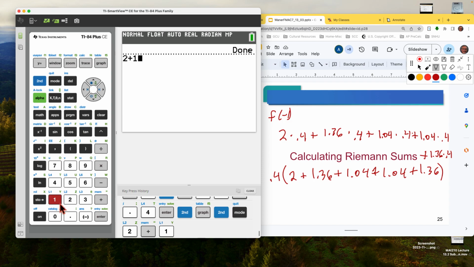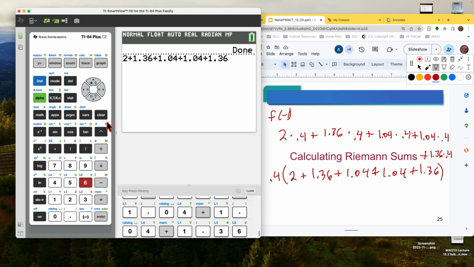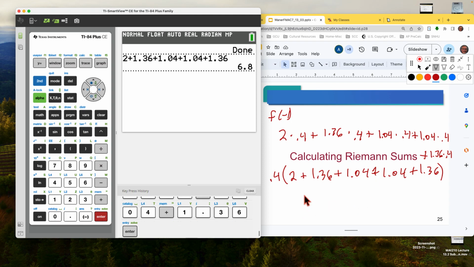2 plus 1.36 plus 1.04 plus 1.04 plus 1.36. I think I got them all. 1, 2, 3, 4, 5. And we get a total of 6.8.